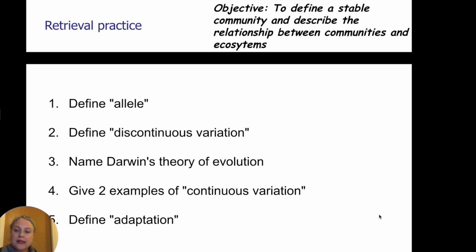Okay, so before we get started on today's lesson, a little bit of retrieval practice. This is all to do with genetic variation from Key Stage 3. So can you go through all of these questions, pause the video and have a go? It's really, really important that we spend time trying to retrieve this information from the back of our memory, okay? So pause the video, have a go at these 5 questions now. They're on the worksheet attached to the lesson.